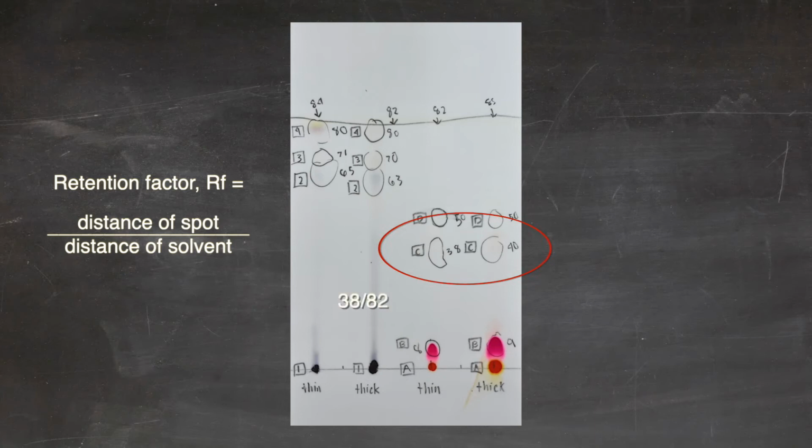As you can see, the retention factors for the same marker should be equivalent across trials. As you can also see, there are no spots across black and red markers that match. This means that the ingredients are different between these two.